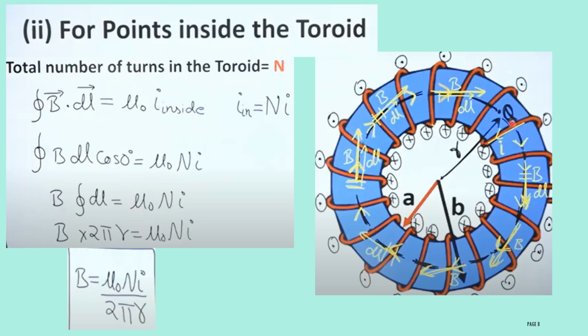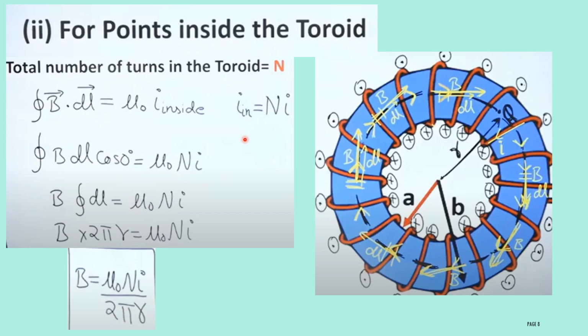Then to calculate the magnetic field at a particular point Q, you have to consider a small length of the toroid, otherwise a small length of the wire. This small dl indicates a small portion of the length of the wire. At each point, the magnetic field is tangential to the circular loop. This is tangential, this is tangential, and this is tangential.